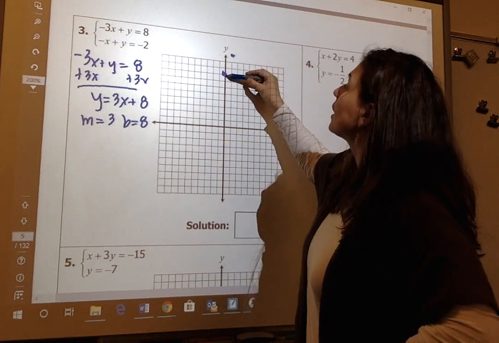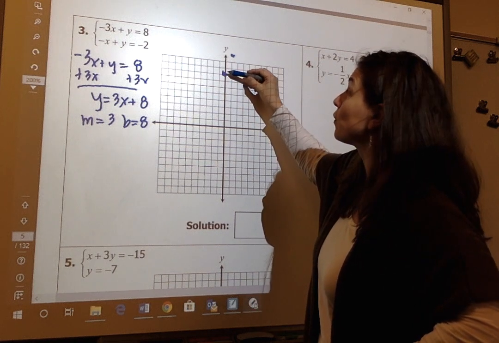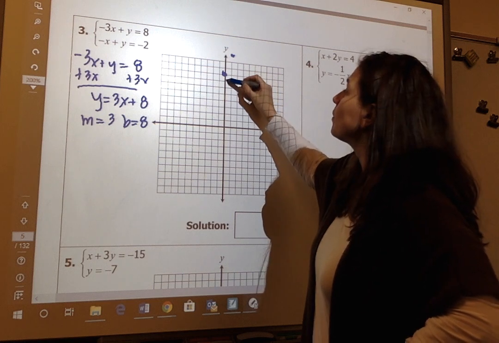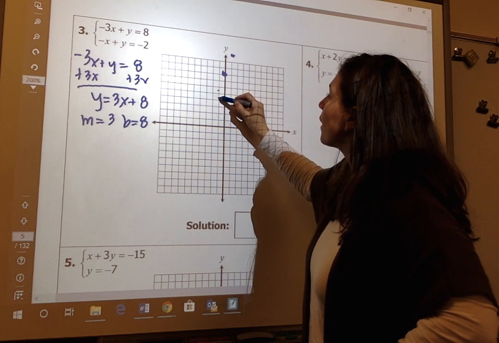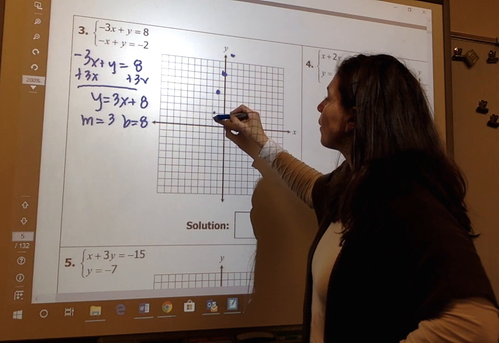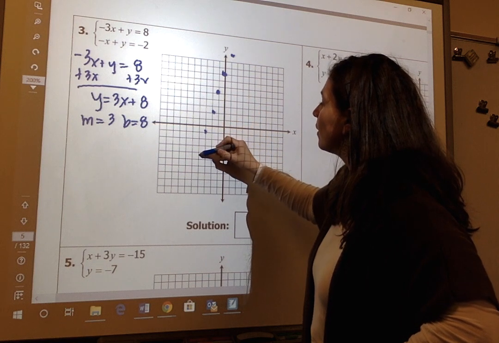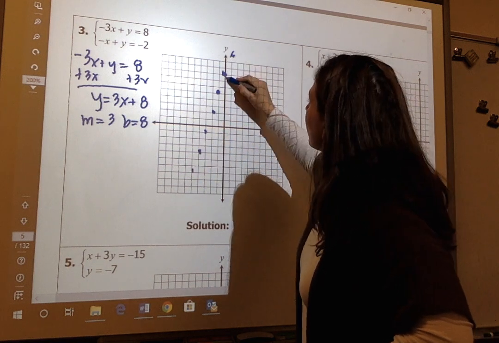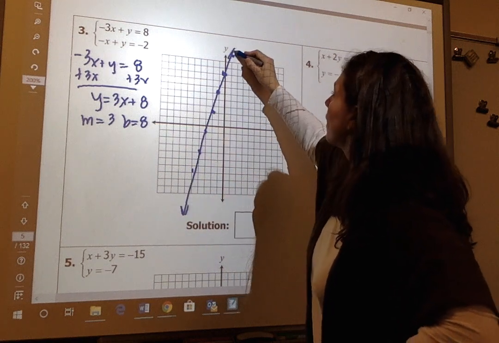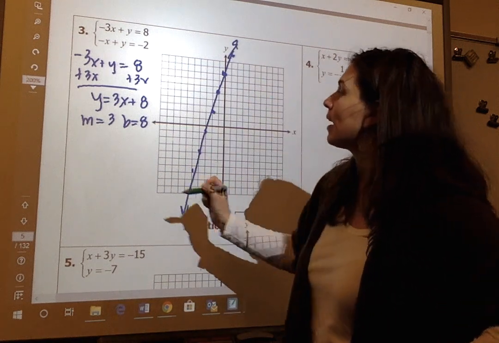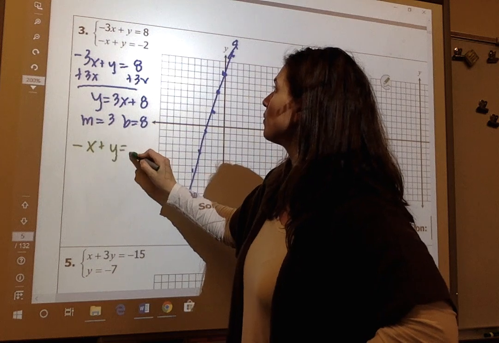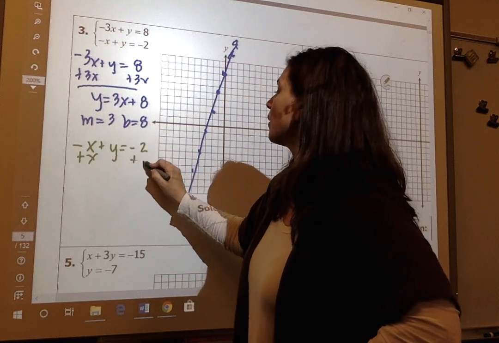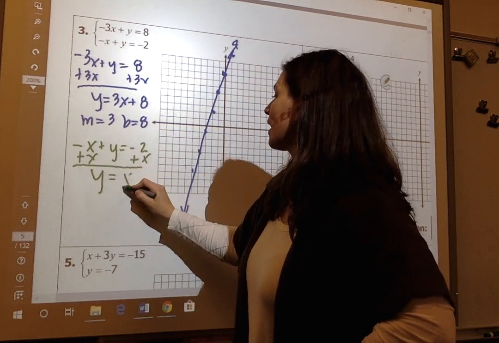So what do I do? I can reverse that process from my beginning point. Now I'm going to go down 3, run the opposite way 1. Down 3, run the opposite way 1. Down 3. So that's where I get my line. Okay. And now my second one, negative x plus y equals negative 2. I'm going to add x to both sides. Y equals x minus 2.